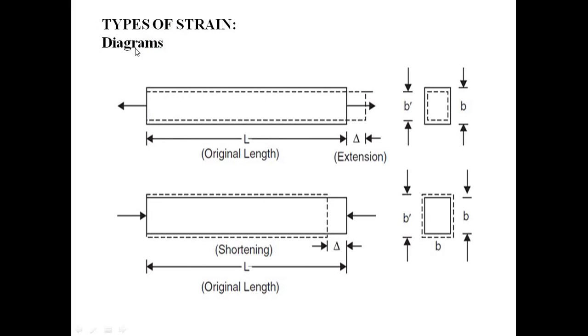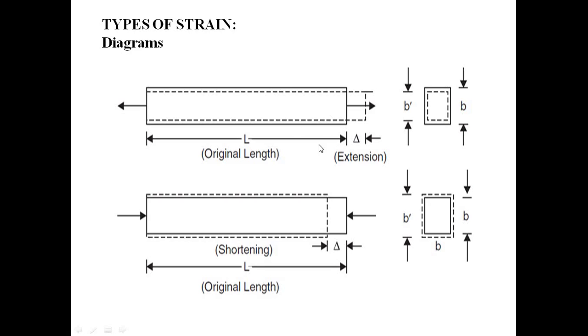Now, types of strain diagrams. Here you can see, we have already seen these images. This is the tensile strain and this is the compressive strain. Here the body is pulled in two directions. Due to this pull force, there is extension of the bar, and a decrease in the cross-sectional area. Here L is the original length and the extension is delta L. So this is the tensile strain diagram.